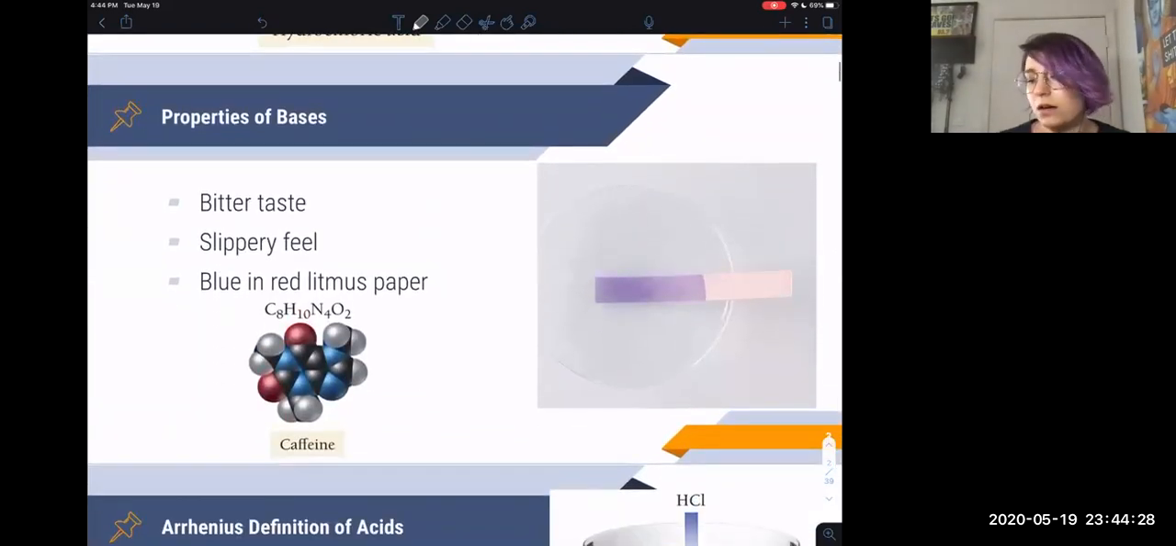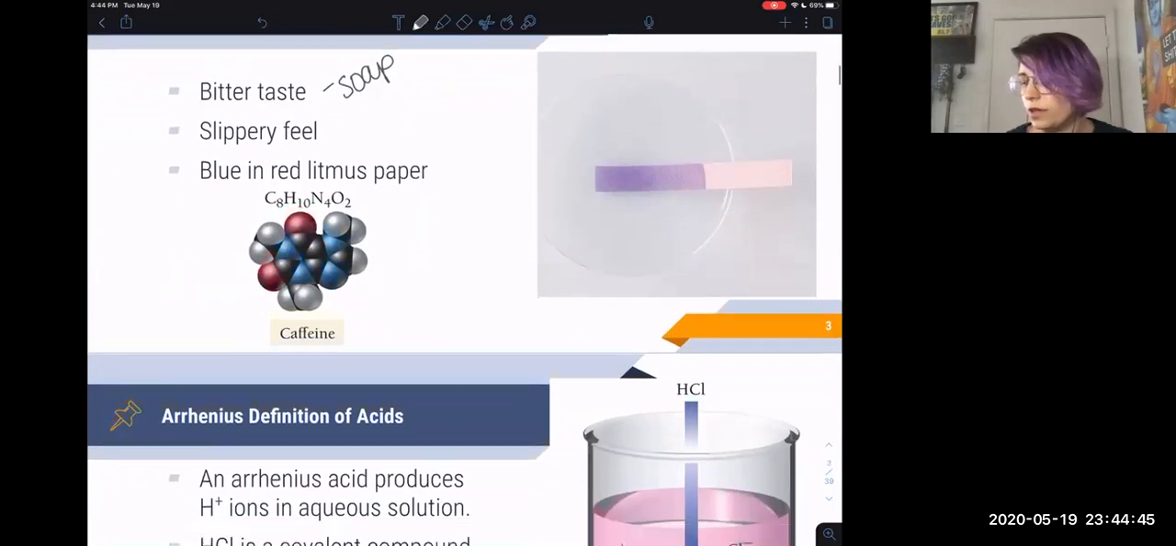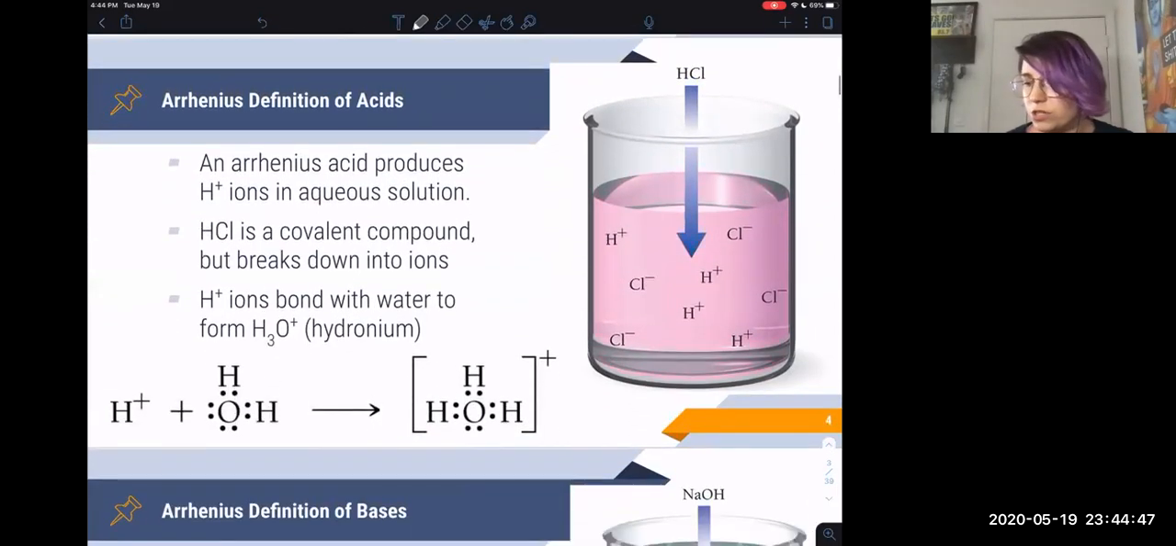Bases are like soap. So I want you to think about soap for a base. If you've ever gotten soap in your mouth, you know bases taste bitter, they're slippery, and they make litmus paper blue. Caffeine is an example of a base, but there are a lot of other bases. You need to memorize 6 strong bases and then 2 weak bases. So hopefully that's on your list of things to do before Thursday.